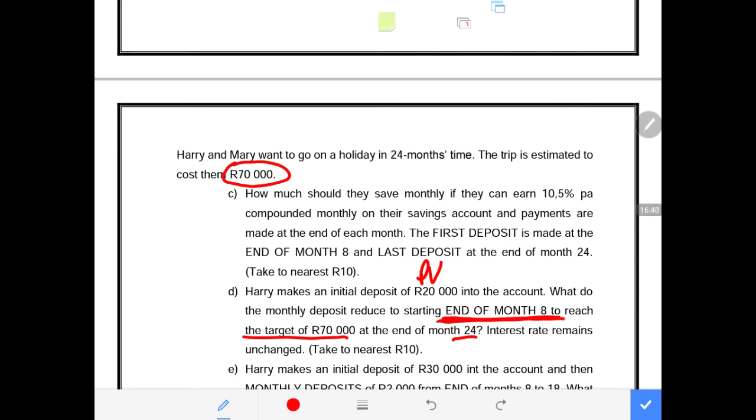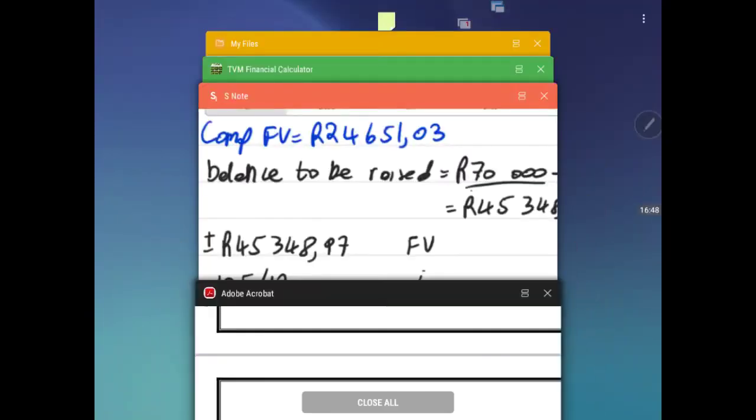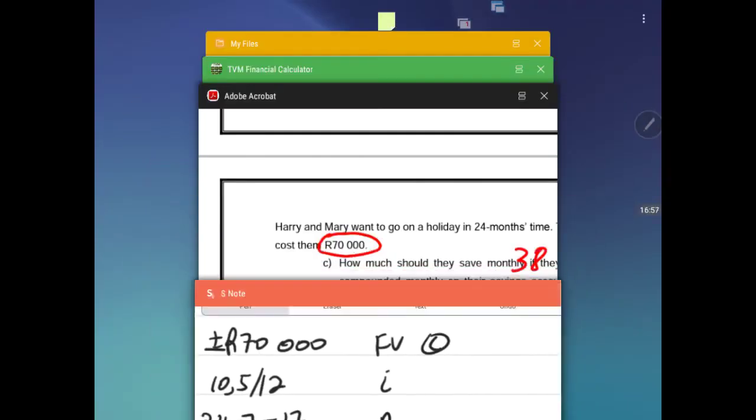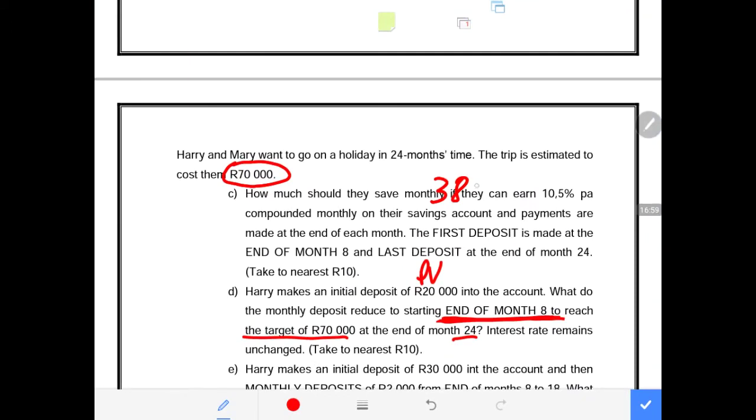The first scenario was for them to make monthly deposits of 3,800 and something that we calculated. That was their first option. If they make these monthly payments of 3,836.94 starting from month number 8, this will give us their 70,000.